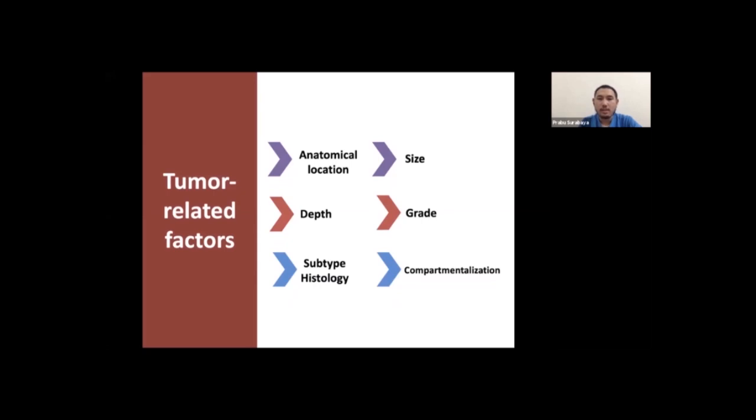In soft tissue sarcoma, anatomical location has prognostic value. We can see that intra-abdominal soft tissue sarcoma has a worse prognosis than in another place in our body, like maybe in the extremities and other parts. The depth of soft tissue sarcoma is a bad prognosis factor too. The deeper the soft tissue sarcoma, the worse the prognosis. Some subtype histology has a prognostic factor too, and the bigger the tumor size, the worse the prognosis. The grade too, we can see the grading system before. The higher grade has a worse prognosis than the low grade. And the other is compartmentalization.